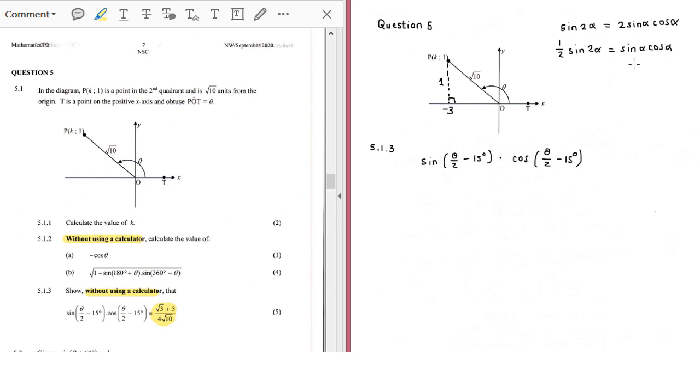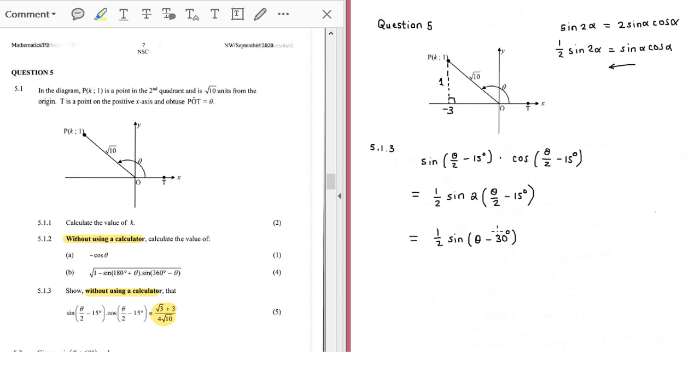Now if we are given this, we are going to work backwards and create this part over here. So this is going to be equal to a half sine of 2 times our alpha, which in this case is this bracket, theta over 2 minus 15 degrees. If we simplify, we're going to have a half times the sine of, if you distribute the 2, theta minus 30 degrees.